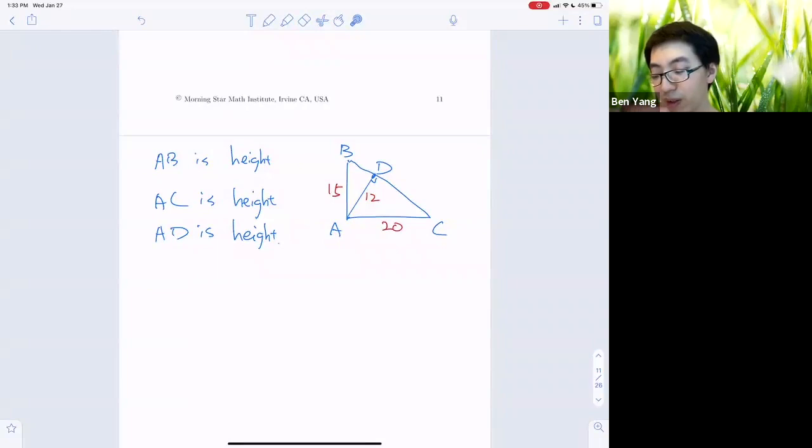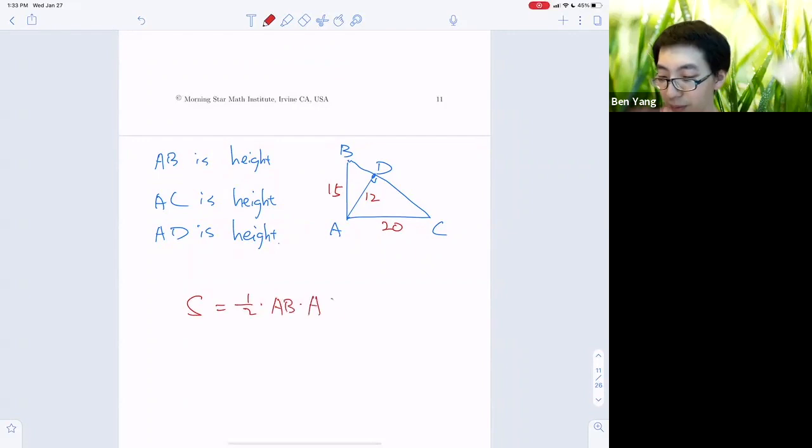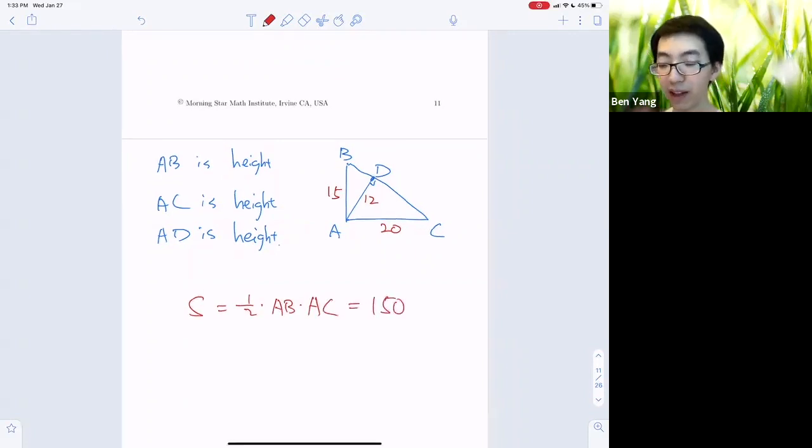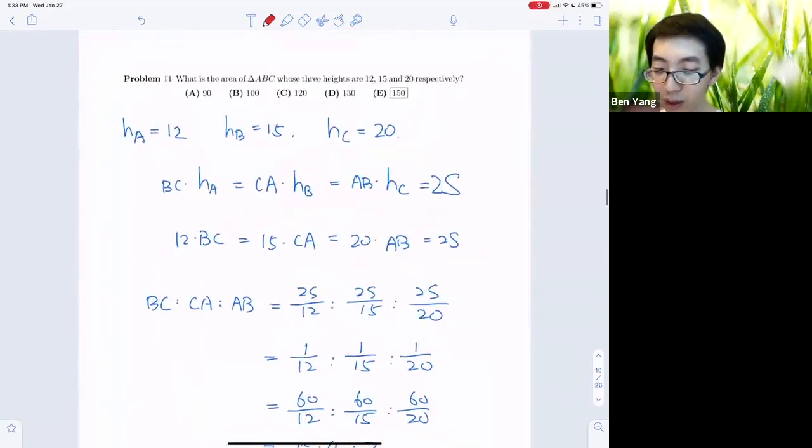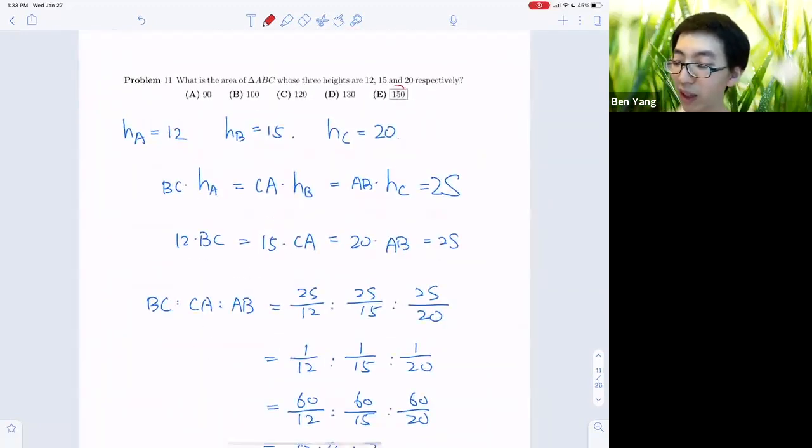Okay, so the question is what's the area of triangle ABC? Since it's a right triangle, we know the area S is simply 1/2 times AB times AC. So that's equal to 150. So that's the answer to this question. So we should select E there.